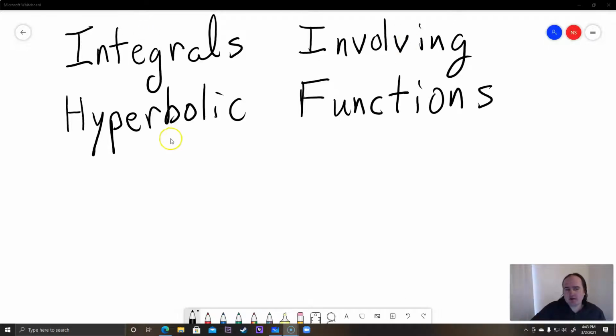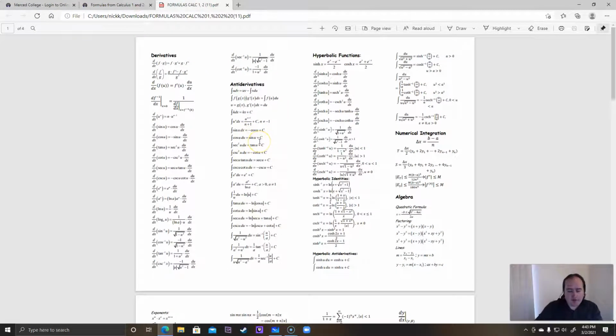So now, integrals involving hyperbolic functions are very useful. And we have lots of good formulas on that standard formula sheet. On the formulas from Calculus 1 and Calculus 2, if you look on the first page, you've got hyperbolic functions, that has all the derivatives. You have hyperbolic identities, we don't really use these that much. But then hyperbolic antiderivatives, that's what we're going to be focusing on here.